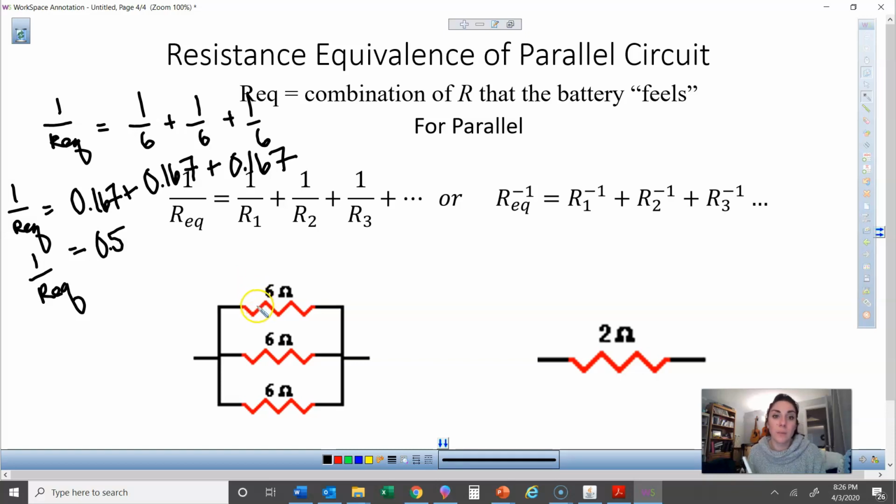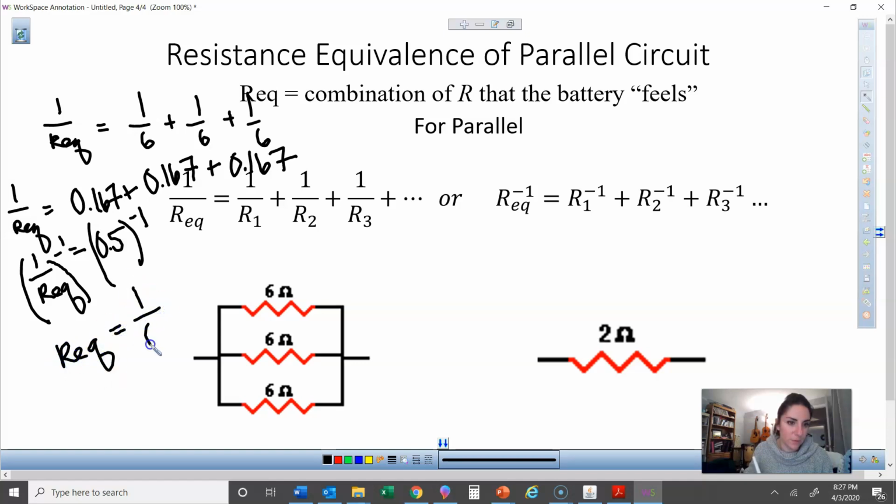Now, like I said, a lot of people make this mistake and stop here. But the problem is we're solving for REQ, which means I have to get it out of the bottom. So I have to take the inverse of both sides to do that. So REQ is going to equal 1 over 0.5. I have to do that last step. And that's where the 2 ohms comes from.